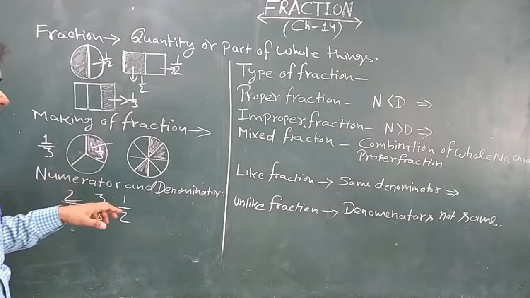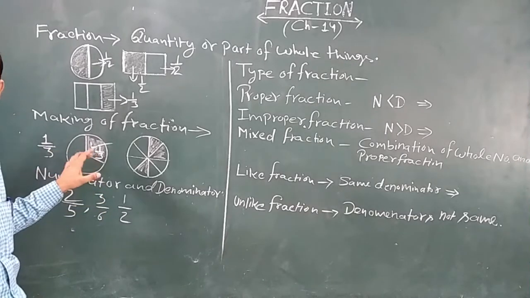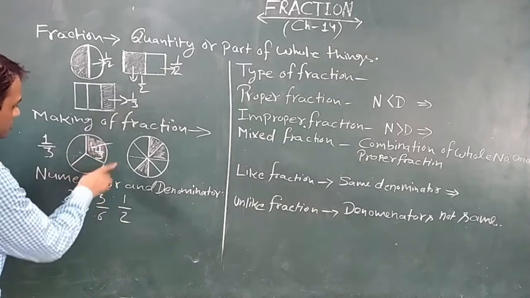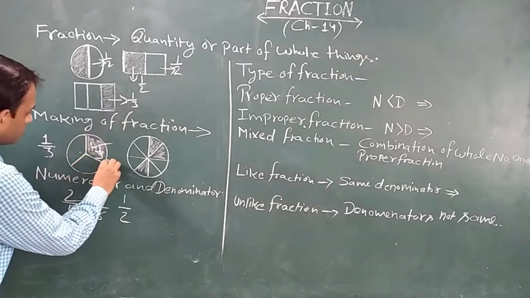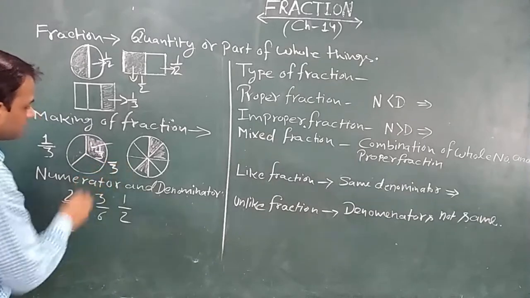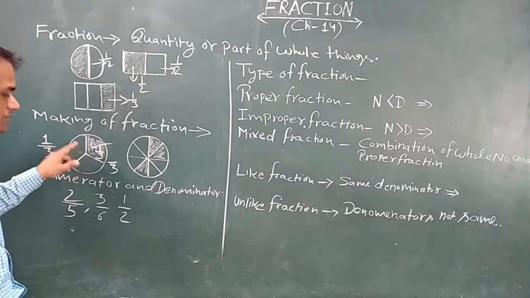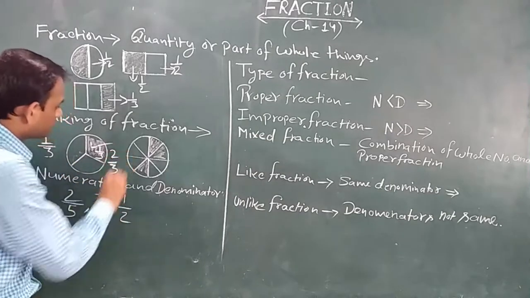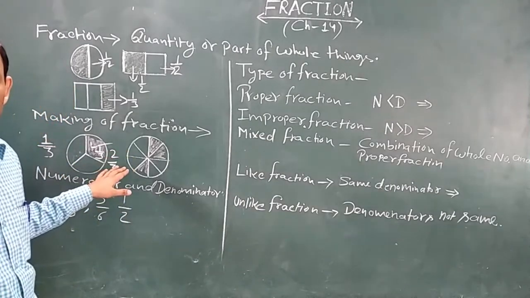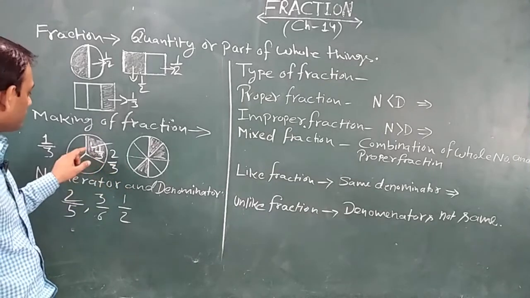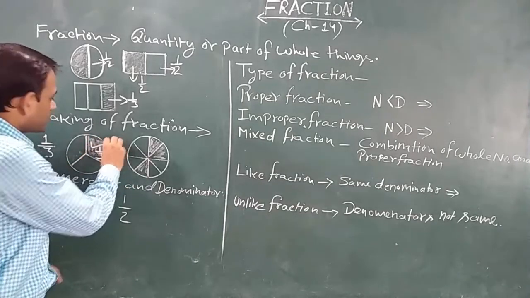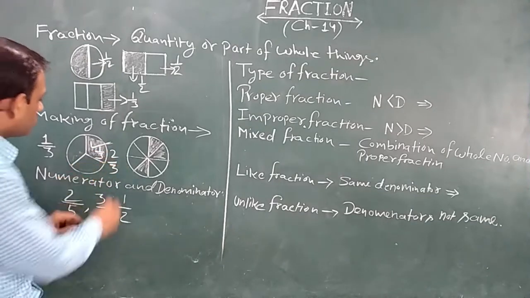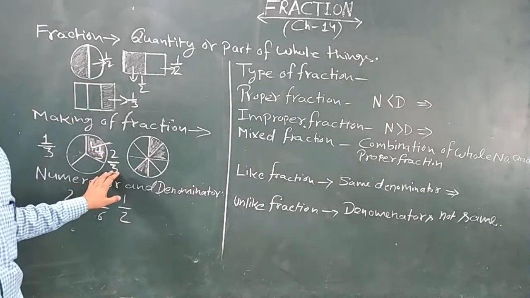If we talk about the unshaded part, what is the fraction of the unshaded part? Similarly, we will write how many total parts are there? 1, 2, 3. So the total parts are always written below the line, and how many unshaded parts are there? 1, 2. So we will write 2 above the line. The part we are talking about, we write above the line, and the total parts are always written below the line.